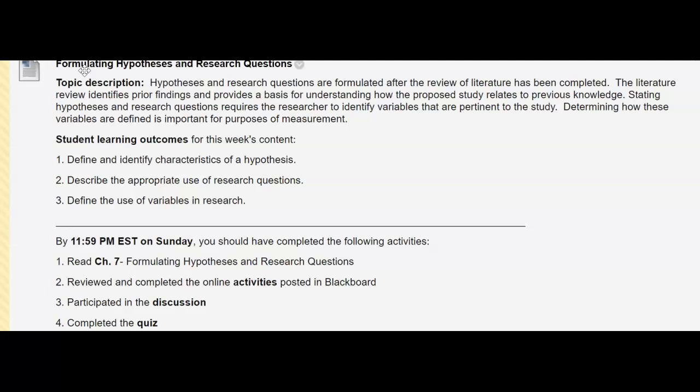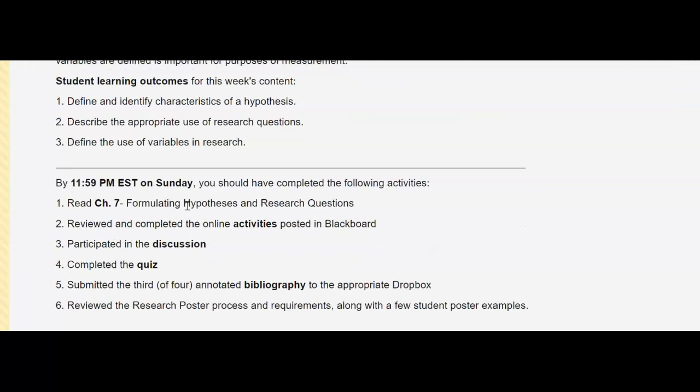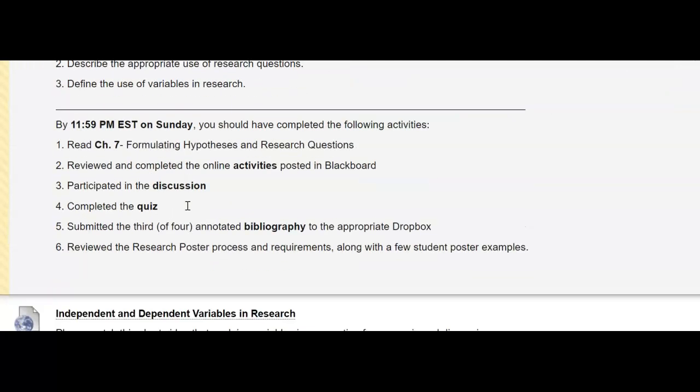So by the end of this learning unit, you're going to be able to identify and define characteristics of a hypothesis. You're going to be able to describe the appropriate use of research questions and the use of variables in research. So you're going to do a few things for this learning unit. The first one is you're going to read Chapter 7. Your quiz is going to be based on Chapter 7, formulating hypotheses and research questions.